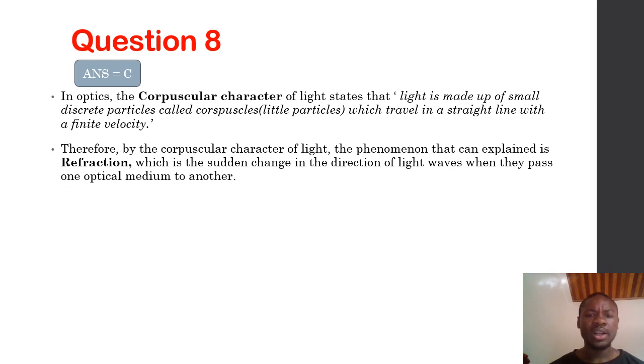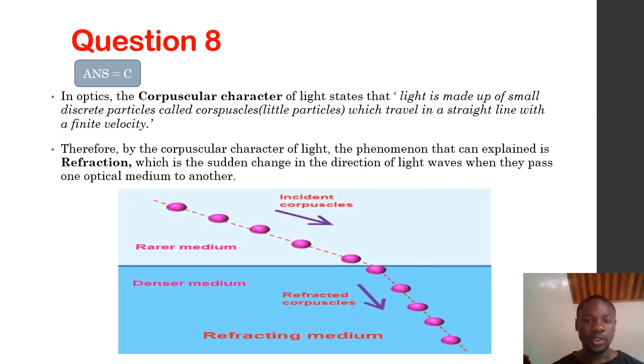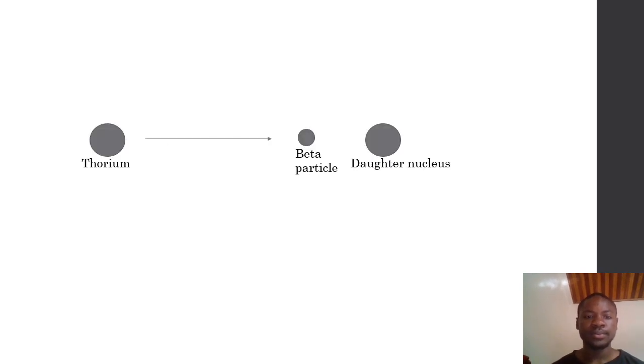Therefore, by the corpuscular character of light, the phenomenon that it can explain is refraction, which is a sudden change in the direction of light waves when they pass from one optical medium to another. So you see incident corpuscles that leave the less dense medium, or the rarer medium, and enter the denser medium. They are refracted in the denser medium. So this experiment demonstrates the corpuscular character of light. So it is refraction.